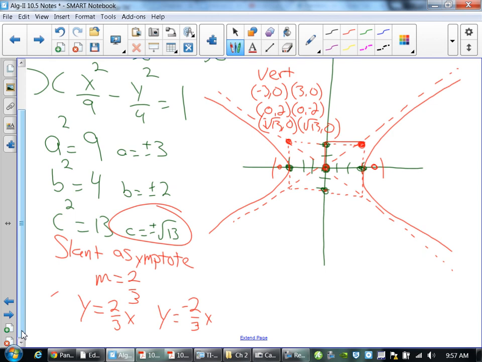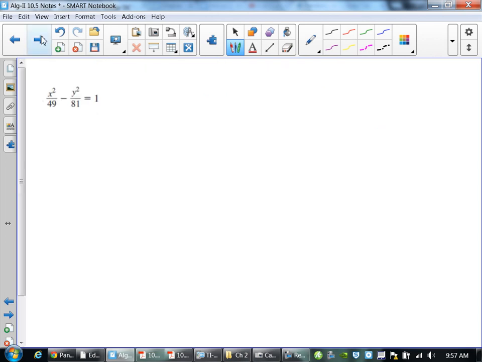Yes, the foci are at negative root 13, 0 and root 13, 0. Not necessarily all of those, because it depends on how far out your focus is.